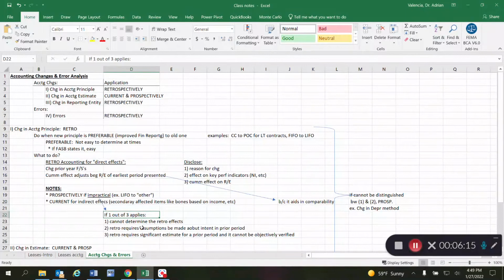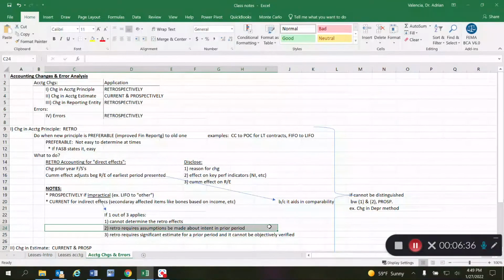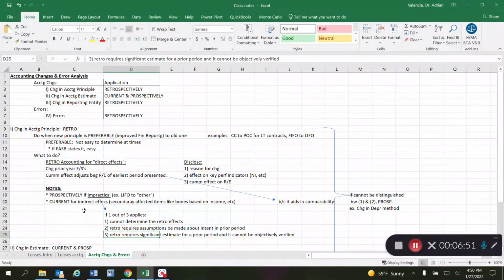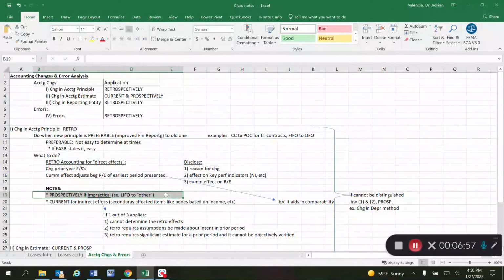If it requires you to come up with assumptions that were made in the past about the intent, of course that is very difficult because we don't know what the intent was or the assumptions behind those intents in the past were. So if it requires us to do that, then we would deem it impractical to apply this retrospectively. And if it requires us to come up with some significant estimates for a prior period that cannot be objectively verified, then we would also deem it to be impractical. Okay, so you can think of this as an exception to the retrospective application. If the exception applies, then we do it prospectively.